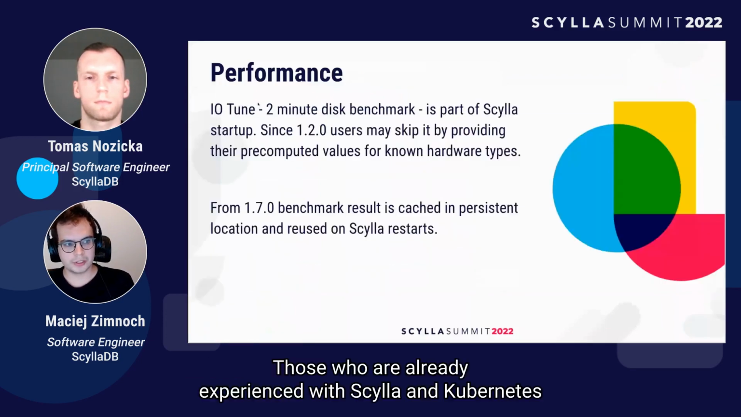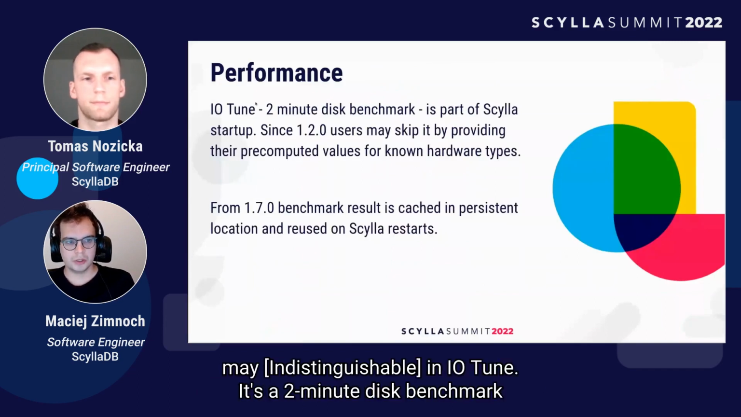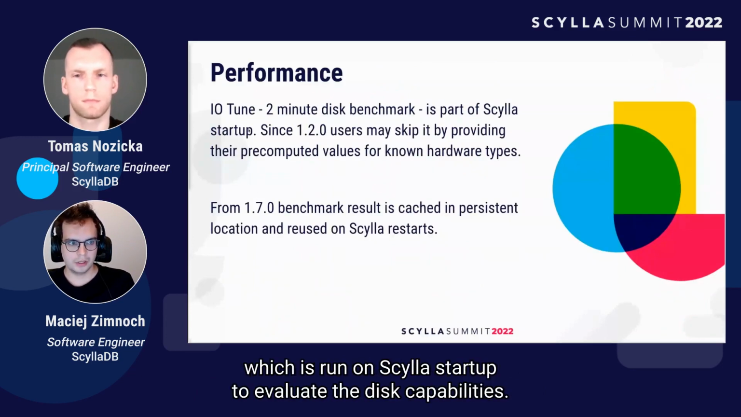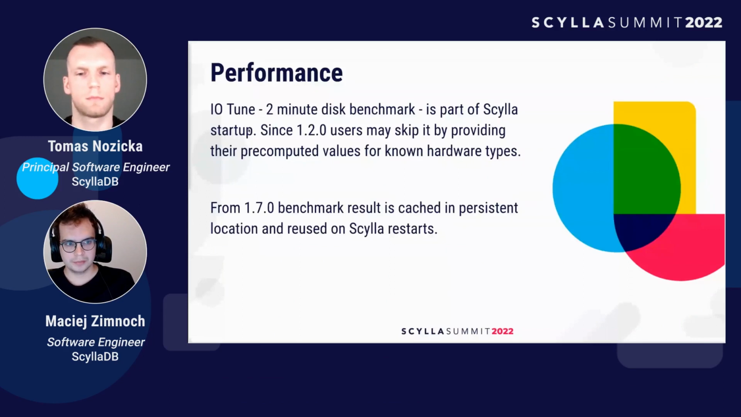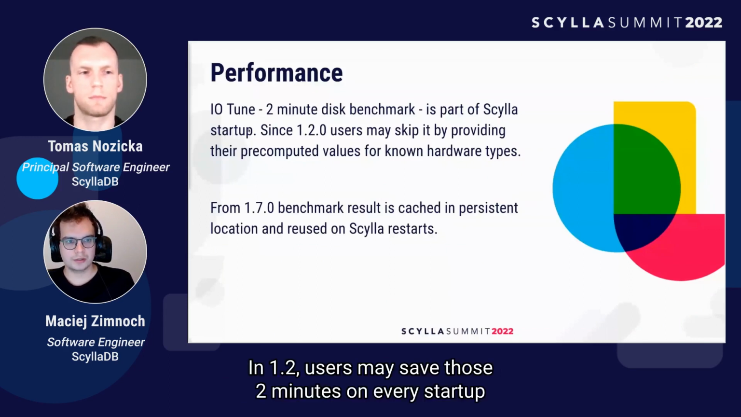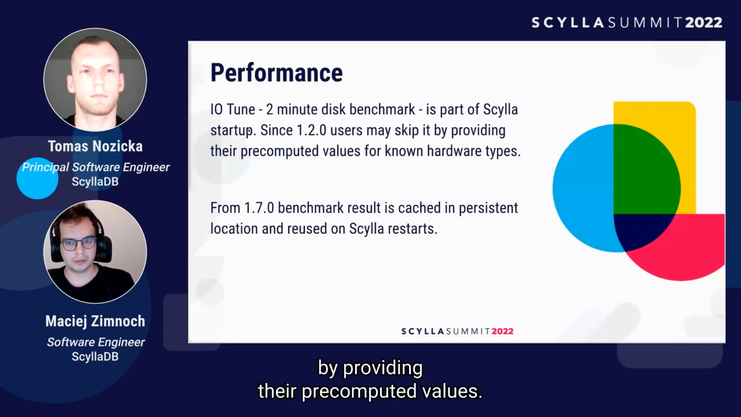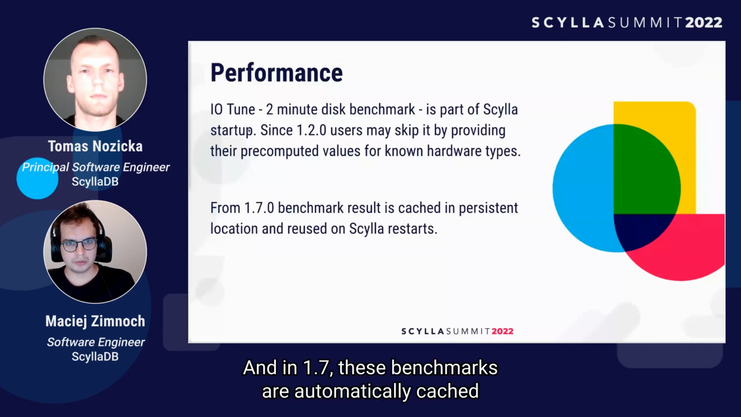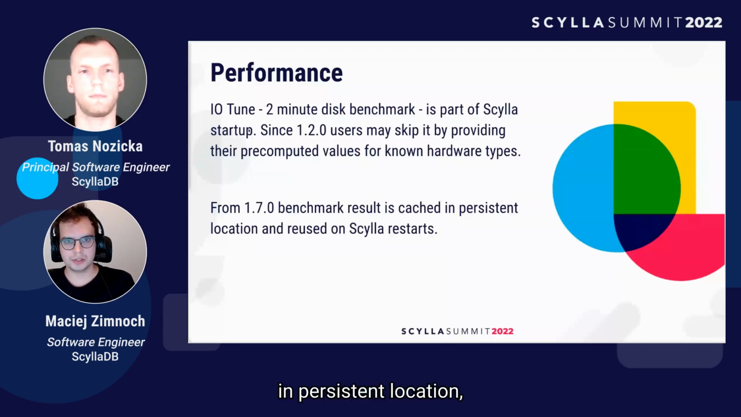Those who are already experienced with Scylla on Kubernetes may know what an IO tune is. It's a 2-minute disk benchmark which is run on Scylla startup to evaluate the disk capabilities. In 1.2, users may save those 2 minutes on every startup by providing their pre-computed values. And in 1.7, these benchmarks are automatically cached in a persistent location, and reused on every Scylla restart.